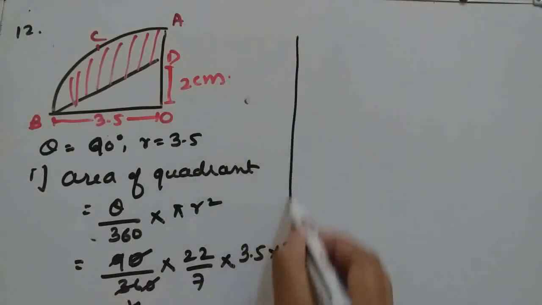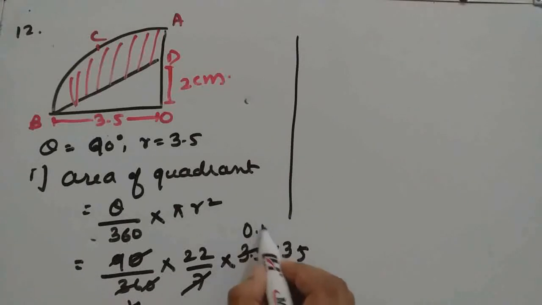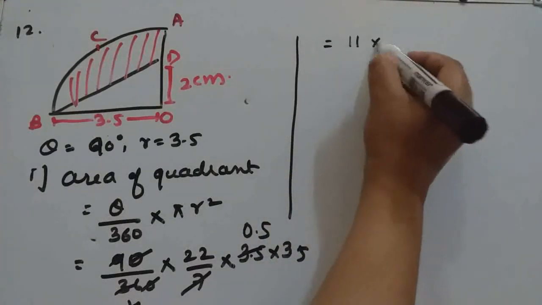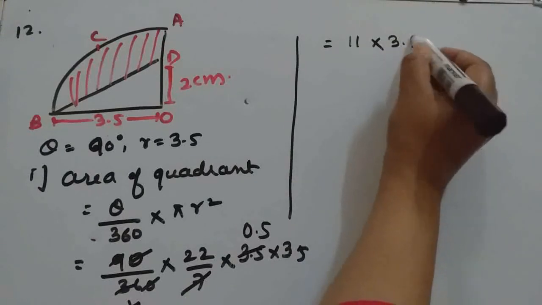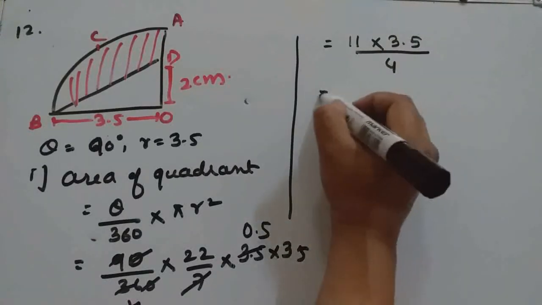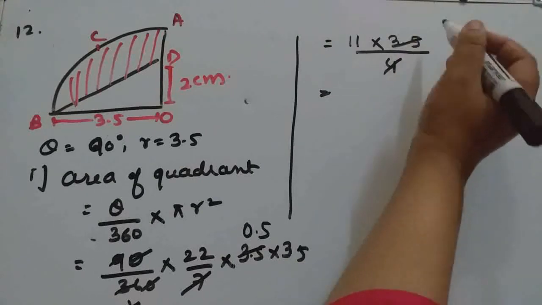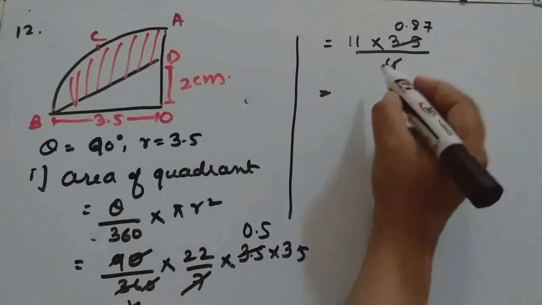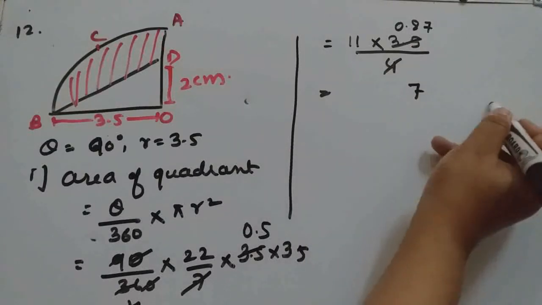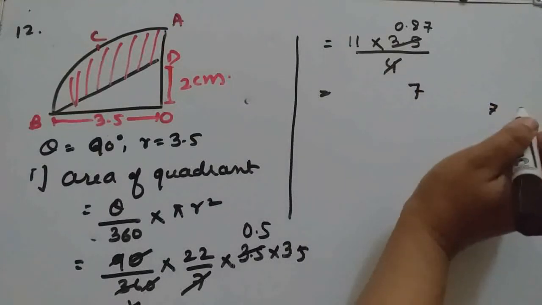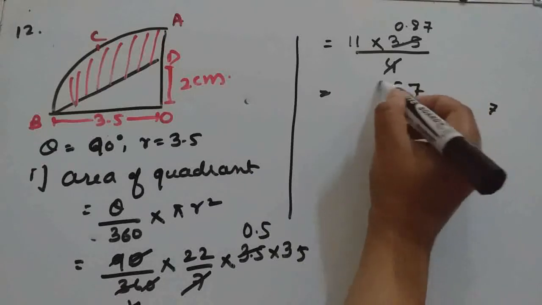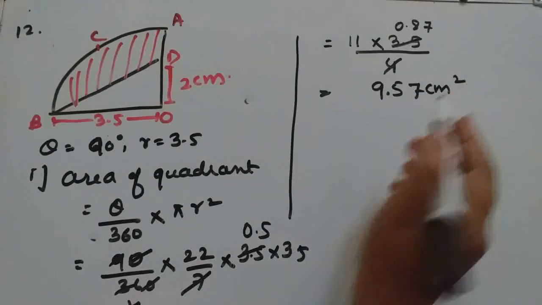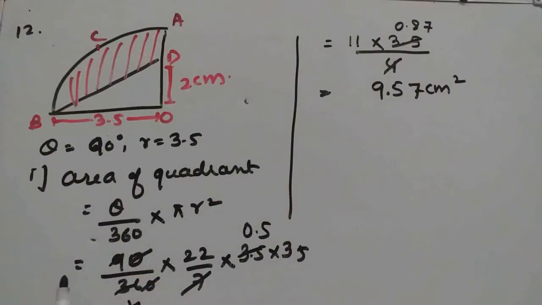So 7 will go, 7.5. So 22 into 0.5 is 11. 11, 3.5 divided by 4. So from 4 we can cancel. 4 8s are 32, 3 will remain. 4 7s are 28. 11 7s are 77. 11 8s are 88. And 7 means 95. So 9.57 centimeter square is the area of the quadrant.